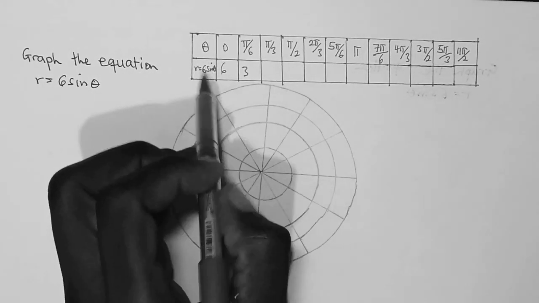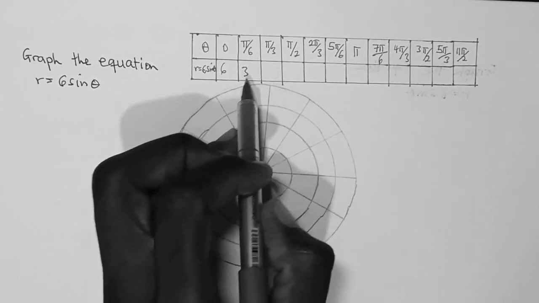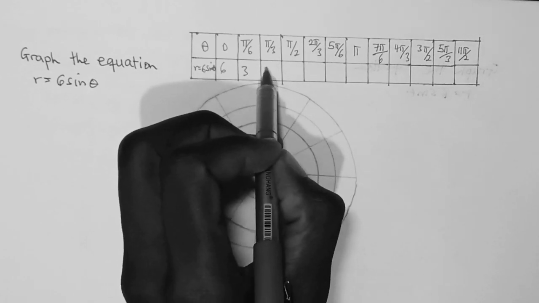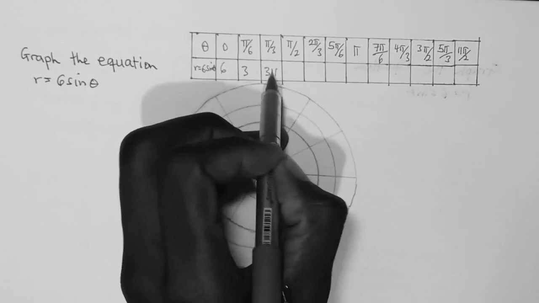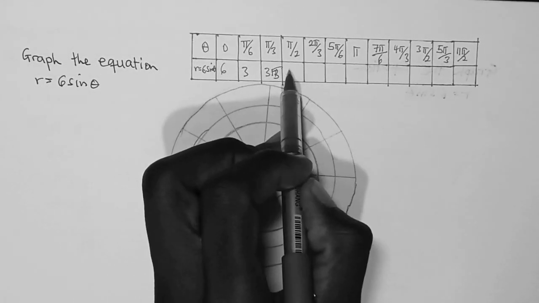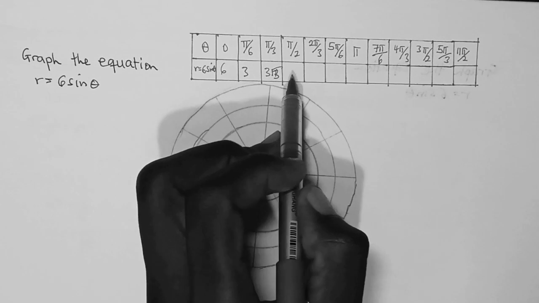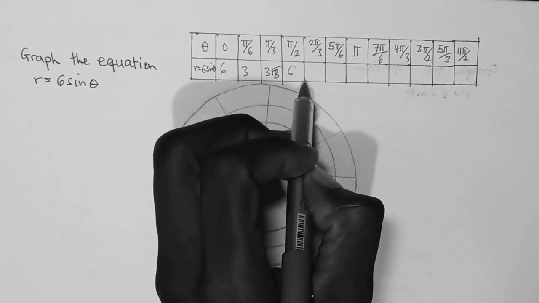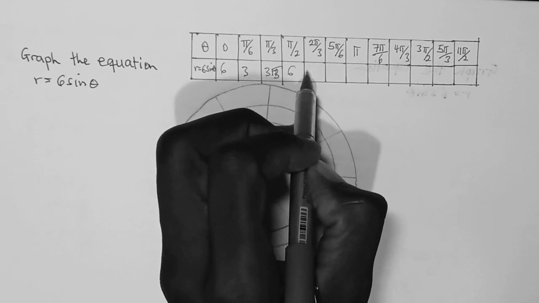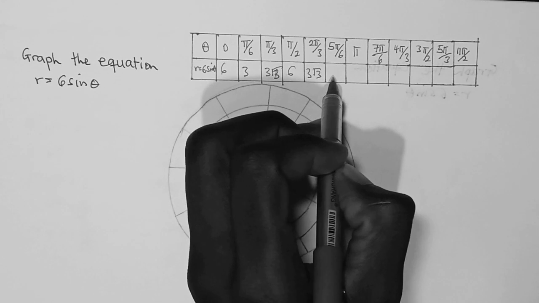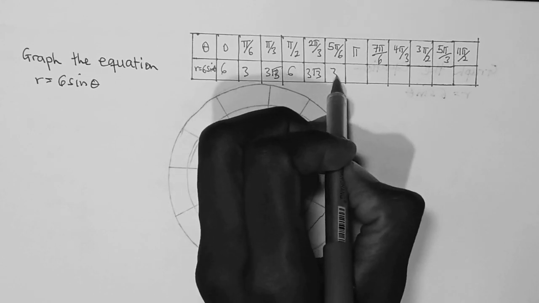R equals 6 sine pi over 3, that's equal to 3 root 3. Then r equals 6 sine pi over 2, that's equal to 6. So if you keep on filling up, then here will give us 3 root 3. Then 5 pi over 6 will give us 3.